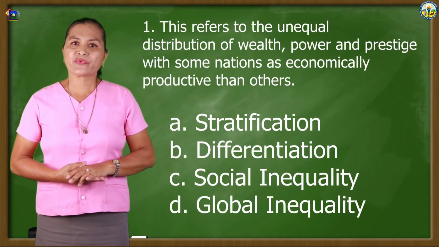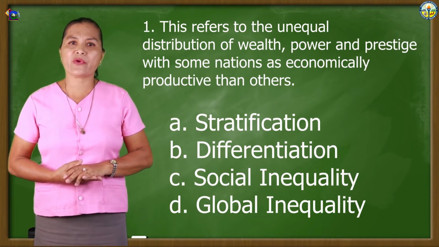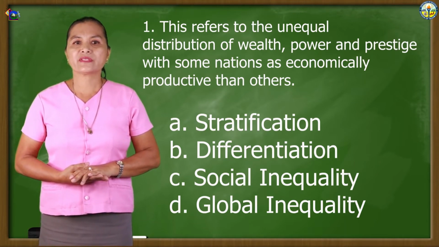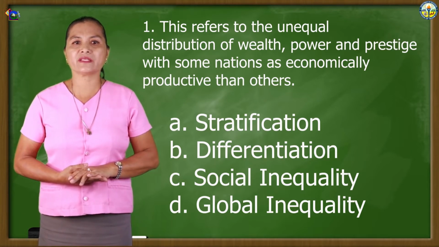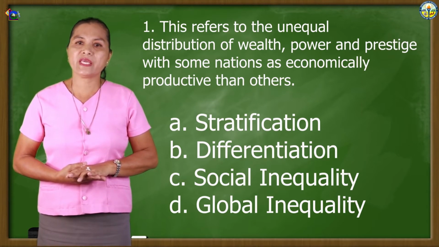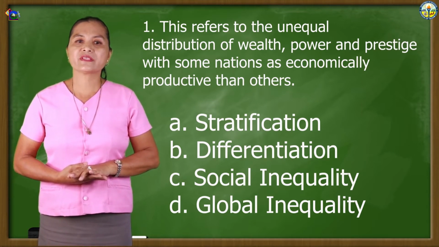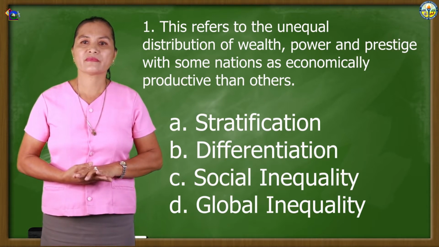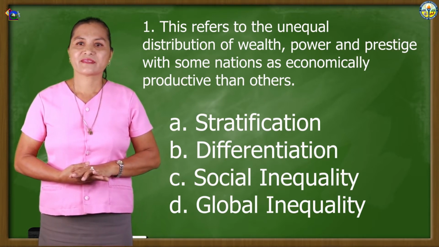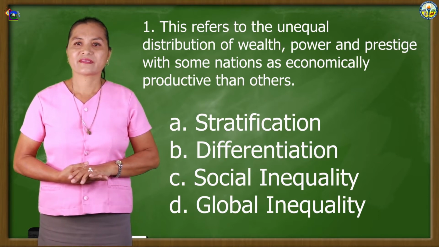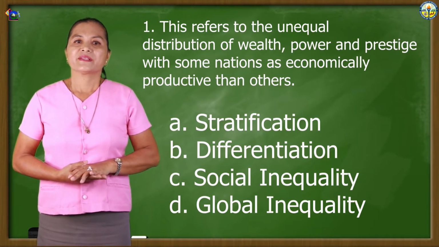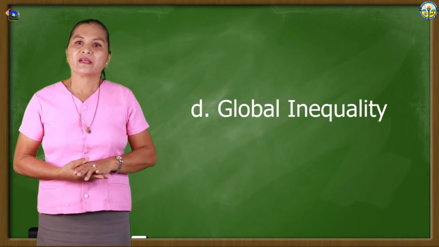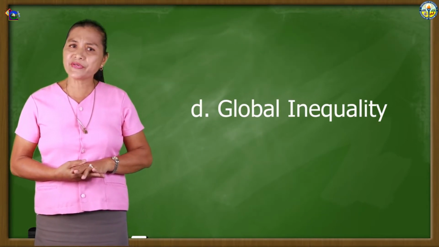Number 1. This refers to the unequal distribution of wealth, power, and prestige, with some nations as economically productive than others. A. Stratification. B. Differentiation. C. Social inequality. And D. Global inequality. The correct answer is letter D, global inequality. Very good.